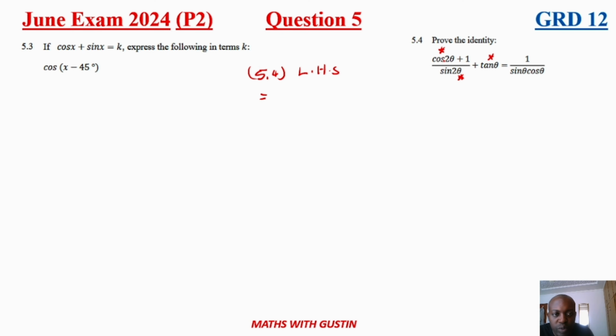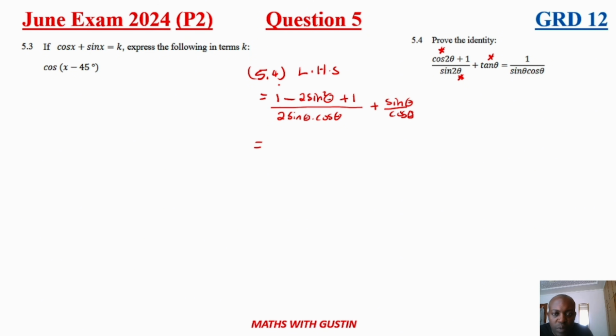Cos 2 theta, go to your formula sheet, guys. You will see how you are going to change this one. It's going to be 1 minus 2 sine squared theta. Okay, then we have got a plus 1 there, all over here at the bottom. You can change this one to 2 sine theta cos theta, plus then tan we can change to sine theta all over cos theta.